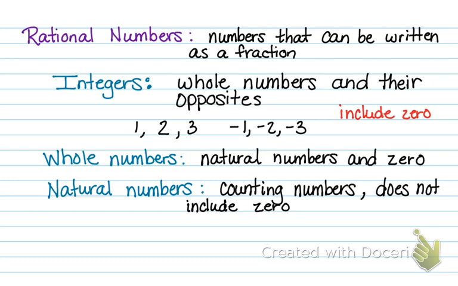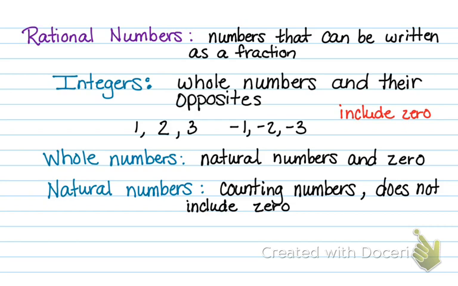The next level is natural numbers. Natural numbers are another name for counting numbers. When you were little, you never started counting at 0, 1, 2, 3. When you learned to count, you started counting at 1, 2, 3, and so on. This does not include 0. So these are the very bottom level.